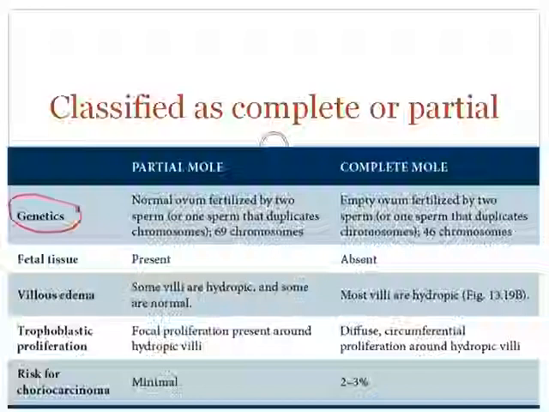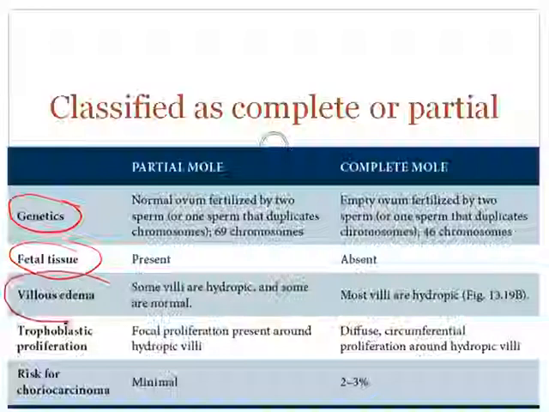So you look at the genetics, you look at the fetal tissue, you ask the question, is there any fetal tissue being made or not? Sometimes there is, sometimes there isn't. You look at how swollen the villi are. Sometimes all of the villi are swollen. Sometimes only some of the villi are swollen.